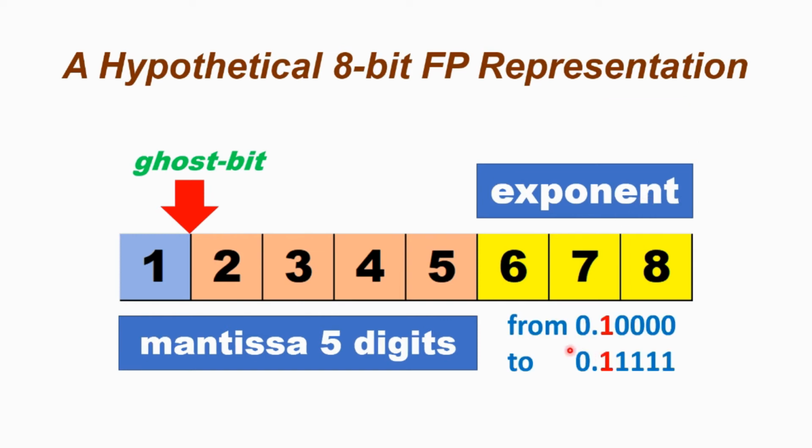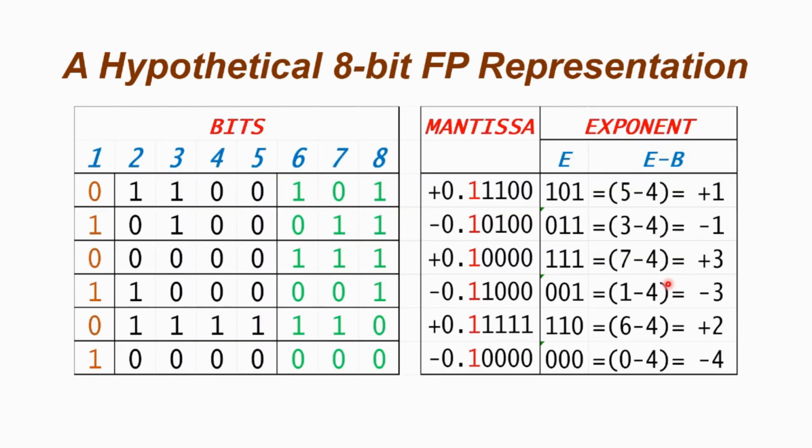This means that the mantissa values will go from 0.10000 to 0.11111. You can see that the first one is a ghost bit. The rest 4 are the values stored in positions 2, 3, 4, and 5. There will be a 1 bit used for the sign and 3 bits used for the exponent. Let's see a few examples in our hypothetical 8-bit floating point representation.